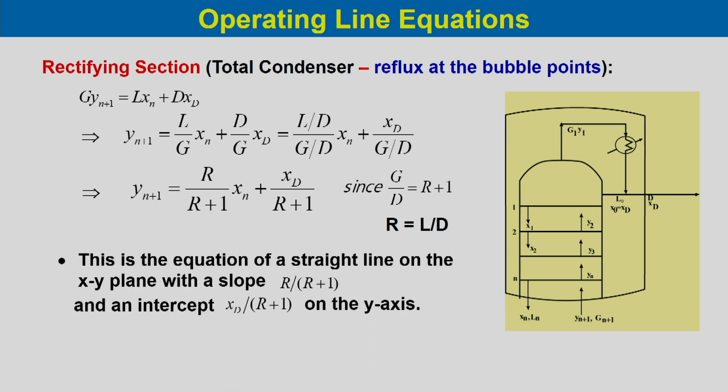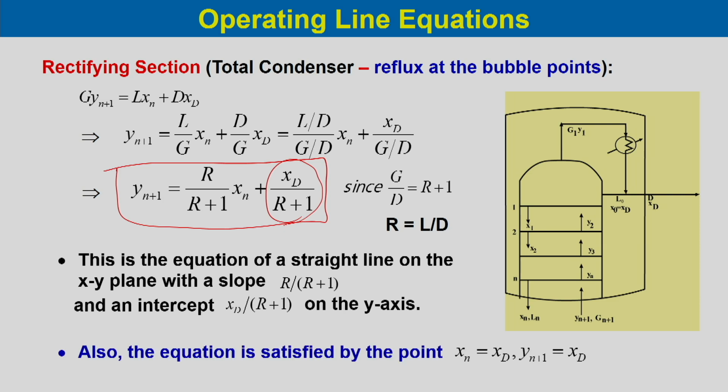This is the equation of a straight line on the xy plane with a slope R by R plus 1 and an intercept x D by R plus 1 on the y axis. Also, the equation is satisfied with x n equal to x D and y n plus 1 equal to x D. So, these two points must satisfy this equation of the straight line. So, this is the operating line equation in the rectifying section.